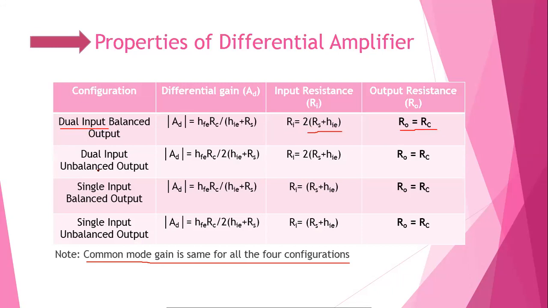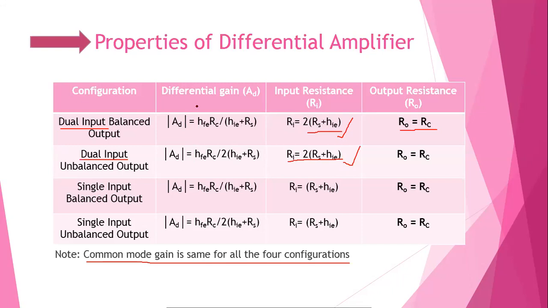Coming to dual input unbalanced output. Here the input is dual, so the input resistance will be 2 into Rs plus hie. Since this is a dual input, irrespective of the output signal, the input resistance will remain the same.